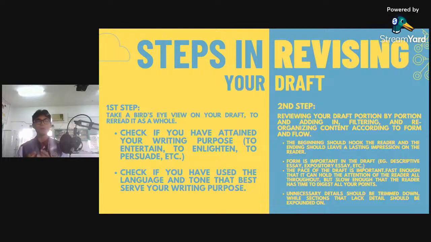Because without a proper introduction, the reader wouldn't really be interested in your topic as a whole. First impressions leave a lot to a story in your draft. So the second form is important in the draft, e.g. descriptive essay, expository essay, and etc.